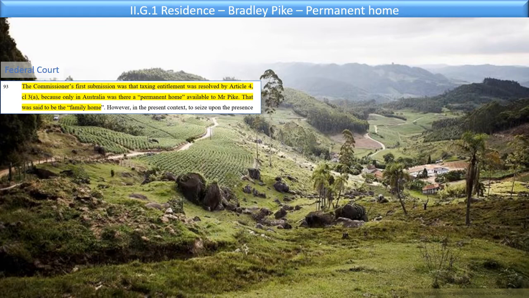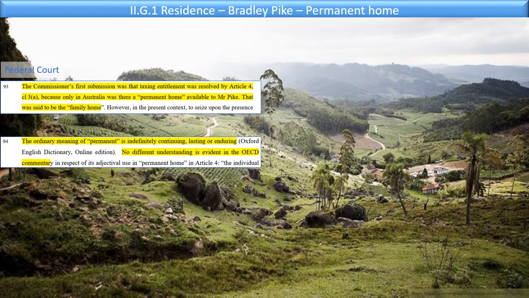Right? And the commissioner's first submission was that taxing entitlement was resolved by Article 4.3A, the first test, because only in Australia was there a permanent home available to Mr. Pike that was said to be a family home, right? And the judge first dismisses that family home and permanent home are one and the same. He's like, you know what, you cannot say the family home means permanent home. And then he goes on to consider, he says, the ordinary meaning of permanent is indefinitely continuing, lasting, or enduring. No different understanding is evident in the OECD commentary.